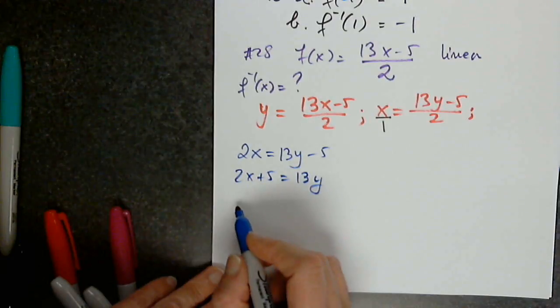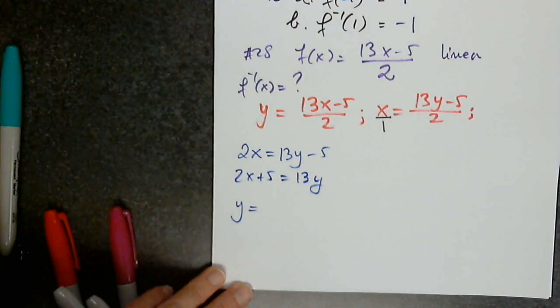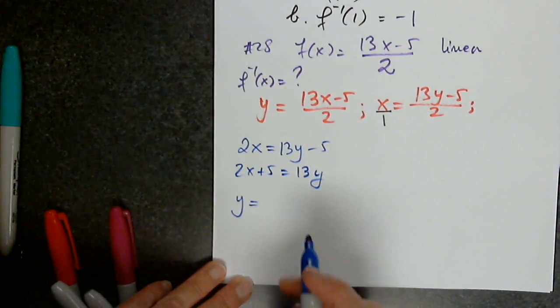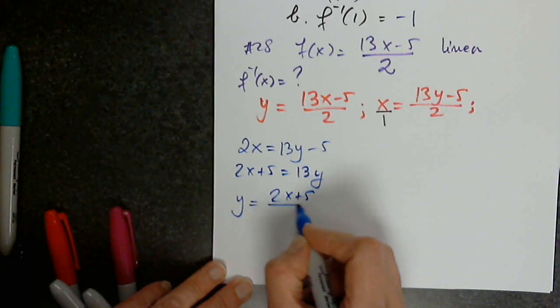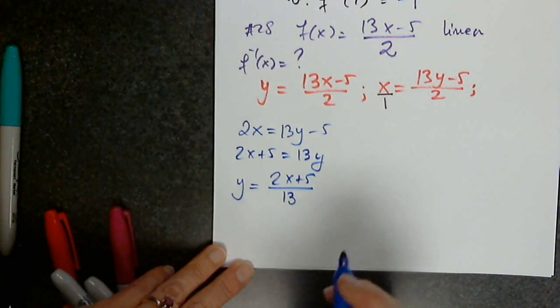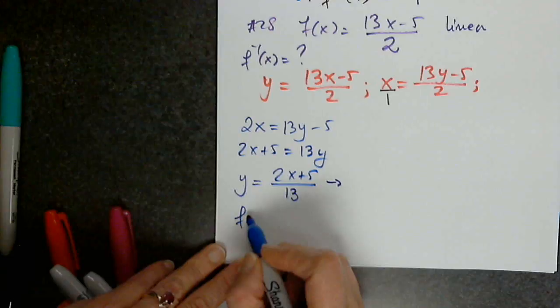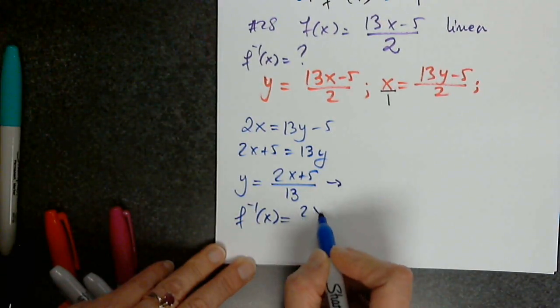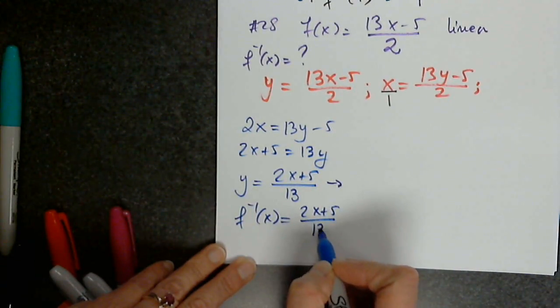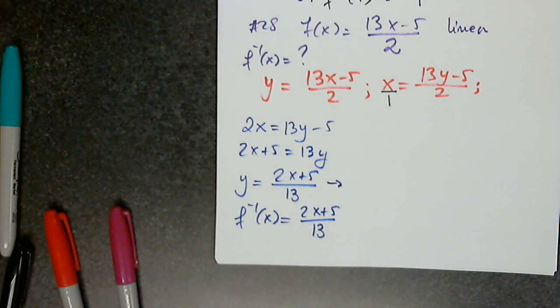And finally, when I solve for y, what do I have to do to both sides? That's it. 2x plus 5 divided by 13. And this is f inverse. F inverse of x is 2x plus 5 divided by 13. Becky, is this what you wanted to say? Yes. Awesome. But you have to show it. Please show it. Okay.